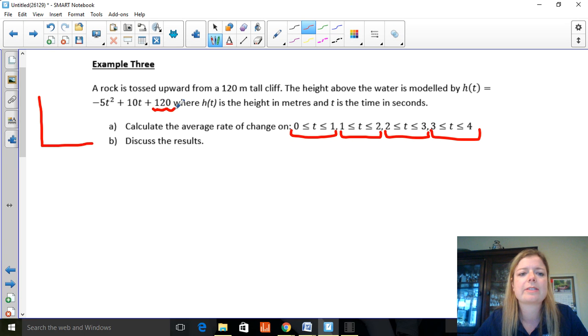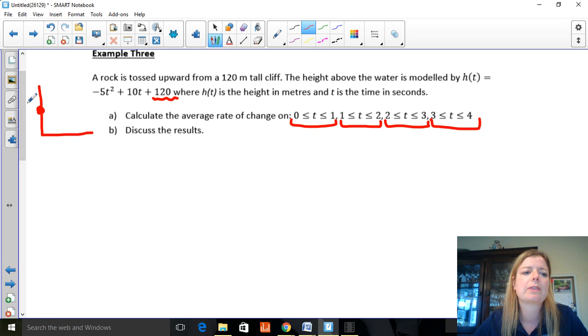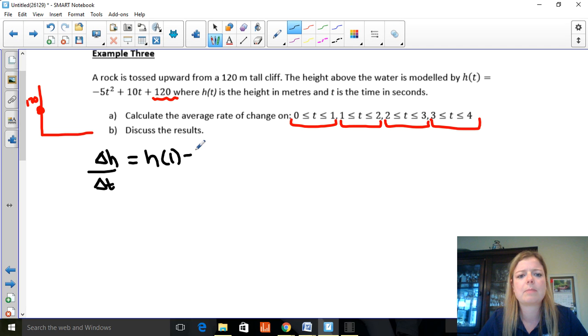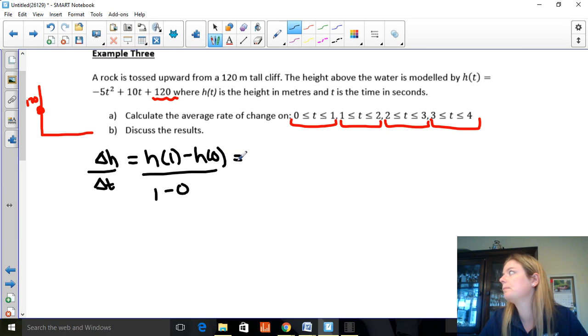Its y-intercept, or its h-intercept, is at 120. So we can start thinking about what this is actually going to look like. Okay, let's go and do this. First we have delta h over delta t. Notice it's the dependent over the independent. So that's going to be h at 1 minus h at 0, all over 1 minus 0.